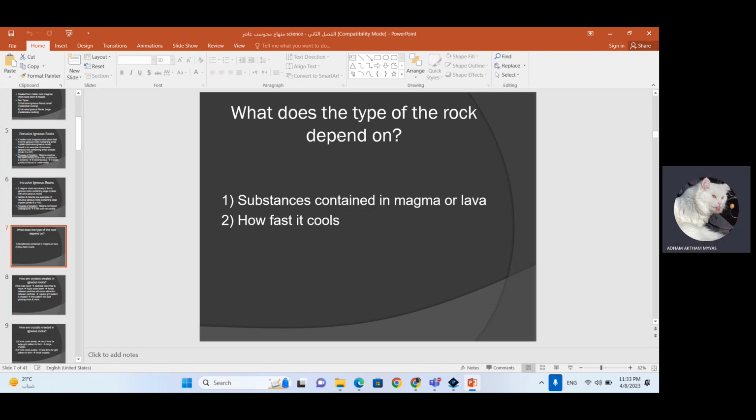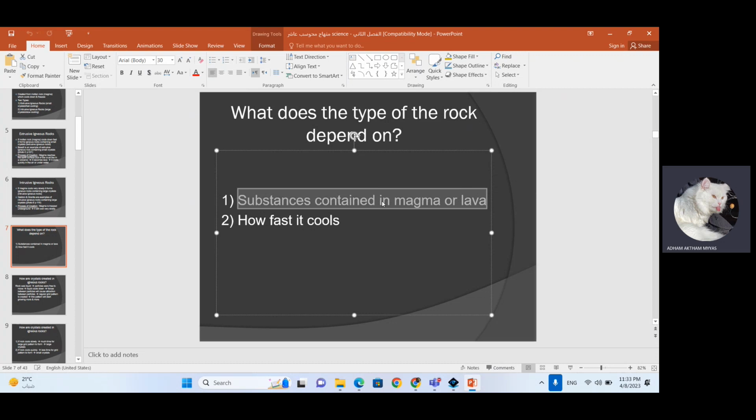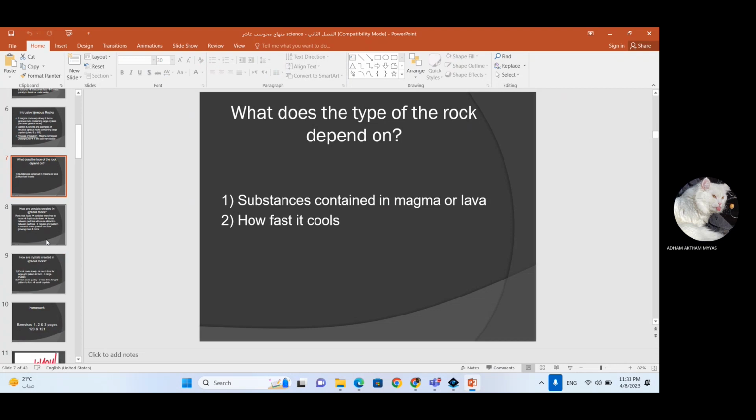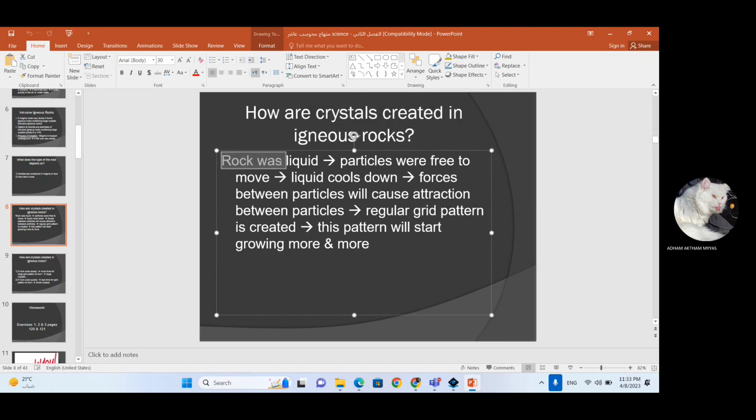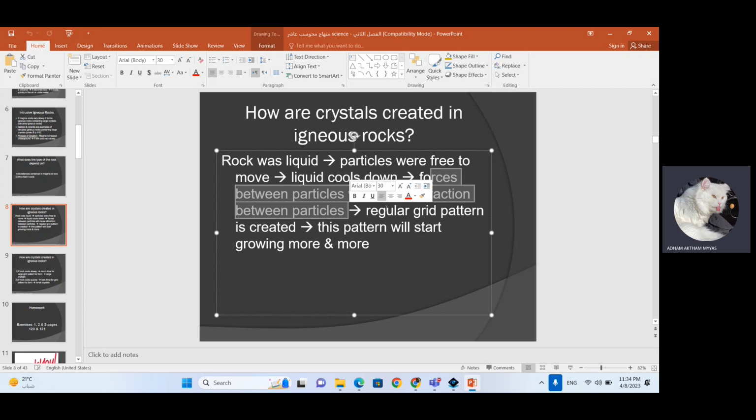What does the type of rock depend on? The substances contained in the magma or lava, and how fast it cools. Then, how are the crystals created in igneous rocks? The rock was liquid, so the particles were free to move. Then the liquid cools down. Forces between particles cause attraction between them, so a regular grid pattern is created. This pattern will start growing more and more. So be careful about how igneous rocks are created.